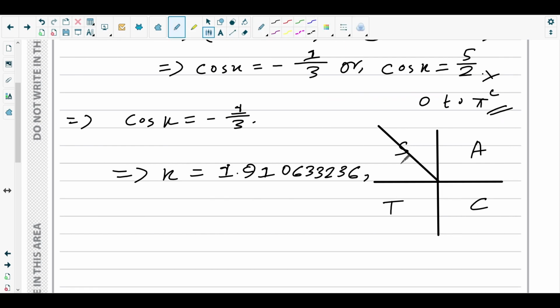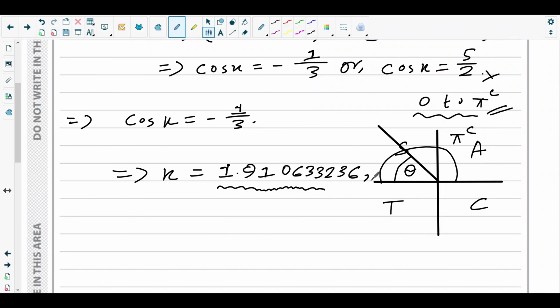The acute angle, theta, is pi minus 1.9106332236. Pi is this whole angle, it is pi radian, right? So from pi radian, if you subtract this, you will get theta. Let's do that. Pi is 3.1416 minus the answer gives the value for theta, the acute angle, which is 1.230966764.